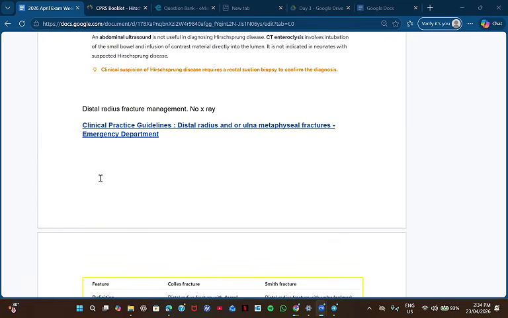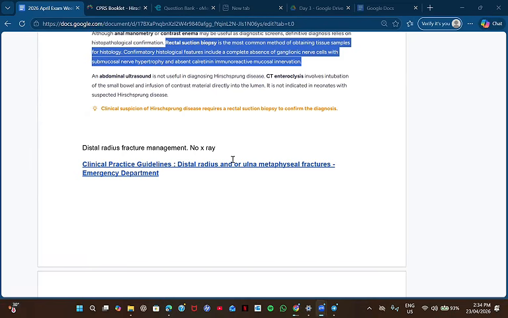Distal radius fracture management. No X-ray has been given. So what are the distal radial fractures? Tell me, doctors, what are the distal radial fractures? Give me an example.